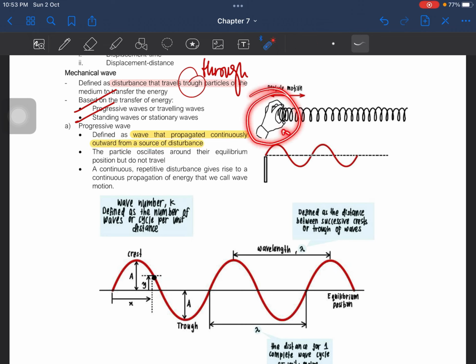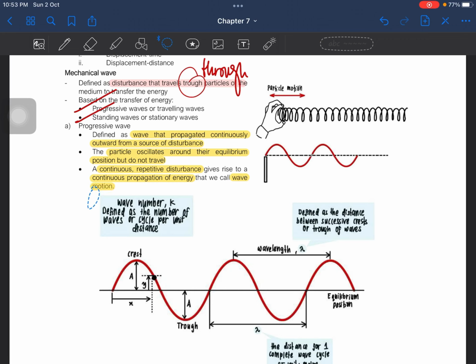Ini adalah satu contoh source of disturbance. So the particle oscillates around their equilibrium position, tapi they do not travel. So they oscillate saja. They go up and down, and then yang transfer tu is the energy. So the continuous repetitive disturbance gives rise to what we call a continuous propagation of energy. So that is what we call wave motion.